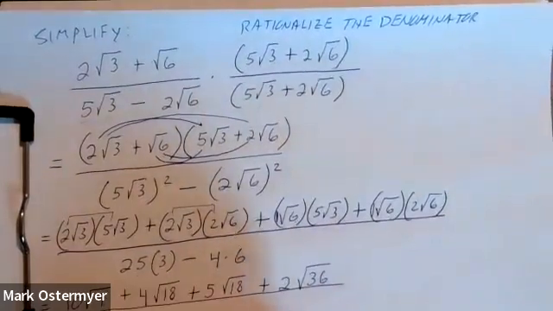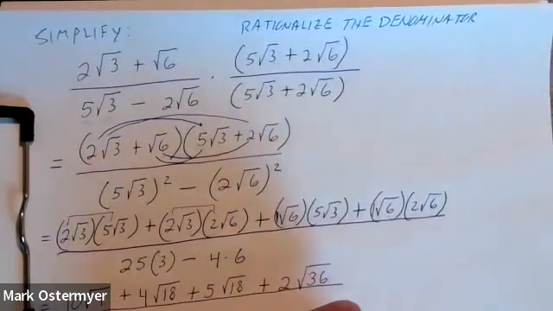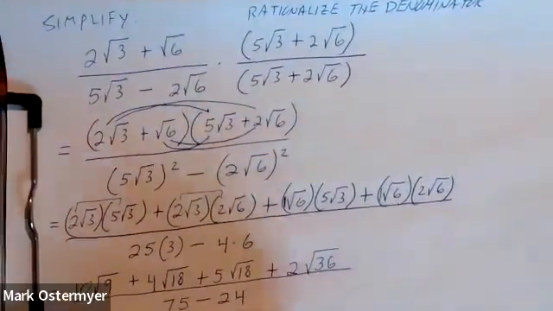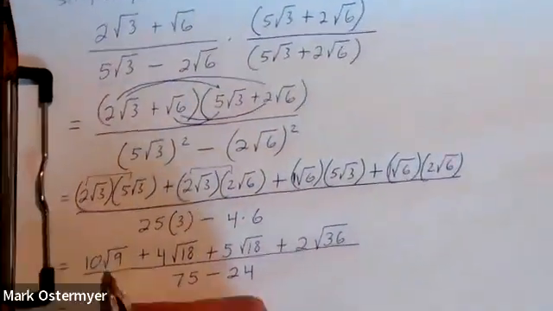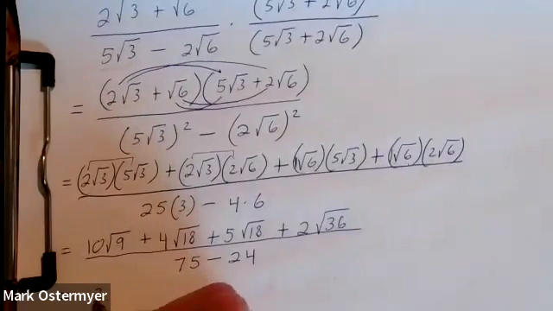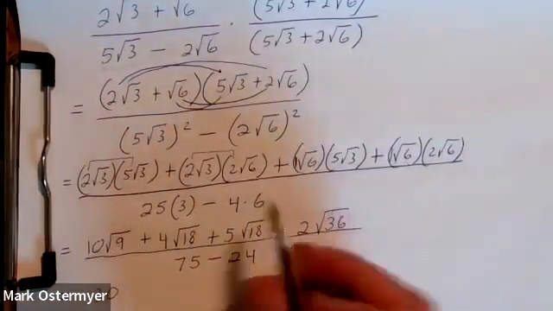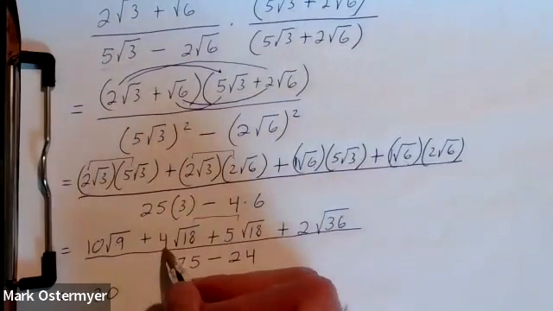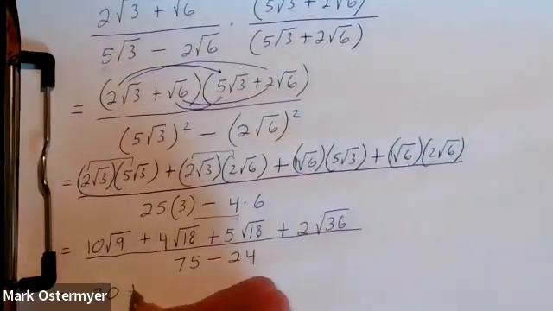25 times 3 downstairs is 75. 4 times 6 is 24. Now, 10 times the square root of 9. Square root of 9 is 3, so we're going to have 10 times 3, and 10 times 3 is 30. These are like radicals. 4 square root of 18 added to 5 square root of 18 is going to give us 4 plus 5, or 9 square root of 18.